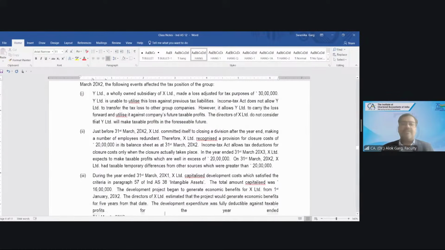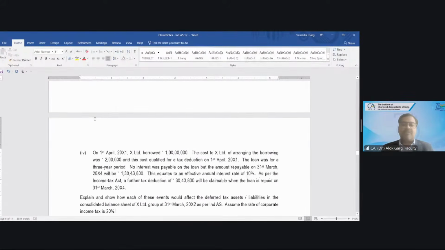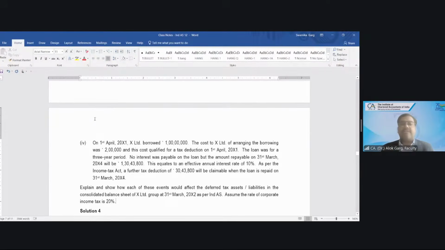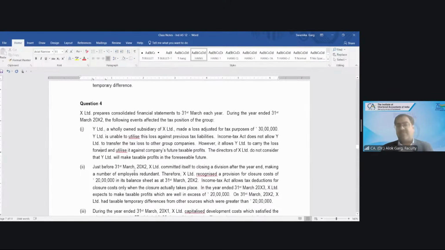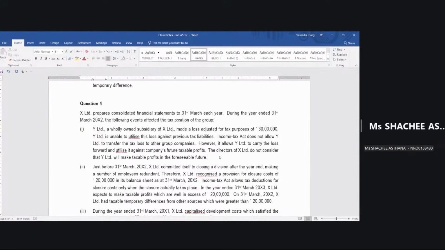Tax rate is given. What is the tax rate given in the question? The tax rate is given at 20%. What should we do? What is the answer to question number 1? Y Limited made a loss of 30 lakh. It cannot transfer it to another company. It can only carry forward and set off the loss against its own future taxable profit. The directors do not consider Y Limited to make a taxable profit in the foreseeable future. This is the question. Nothing to be created, sir.